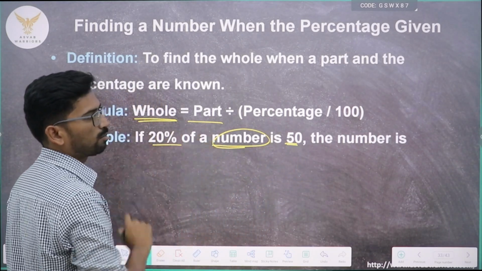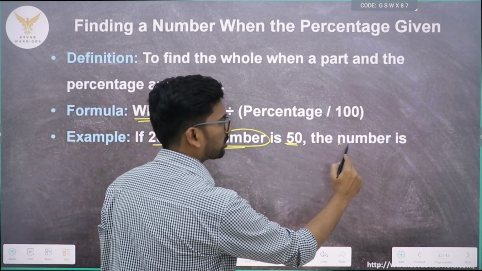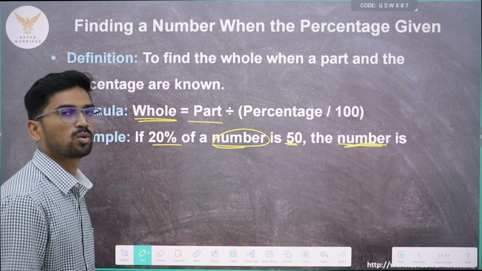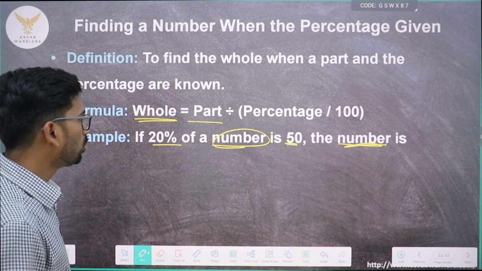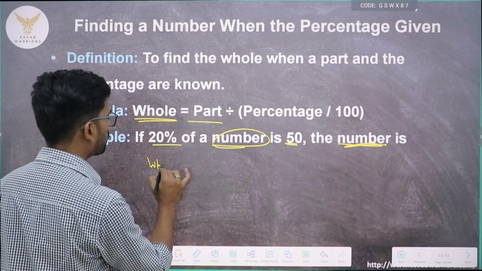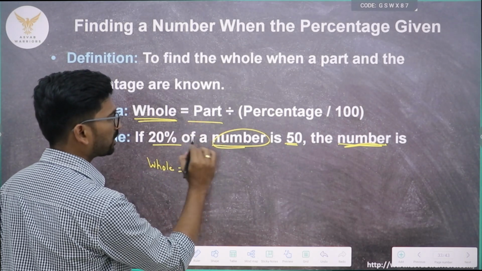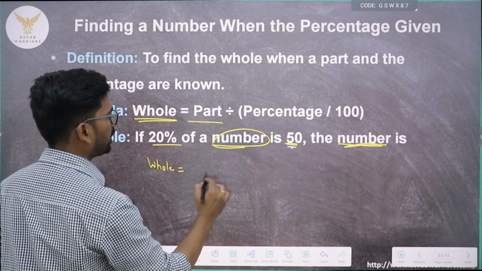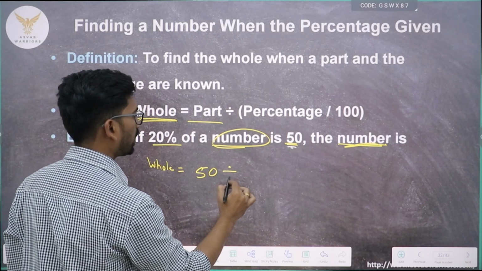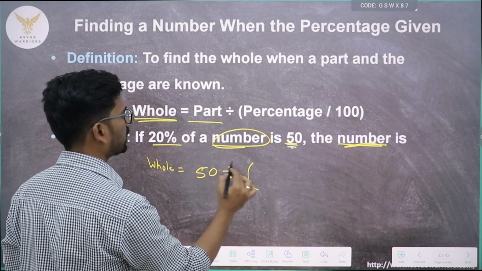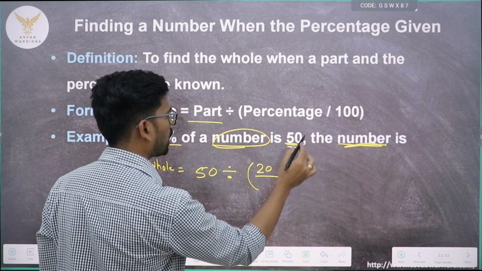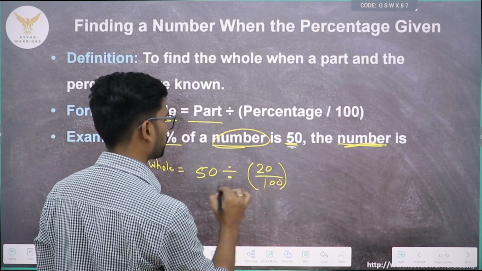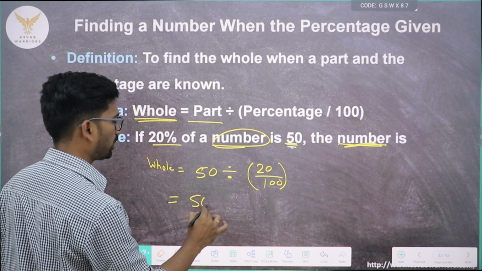50 is what? Part. Then the number is what? We need to calculate the whole. So whole equals part, which is 50, divided by the percentage, which is 20 upon 100. When we solve it, we will get our answer.